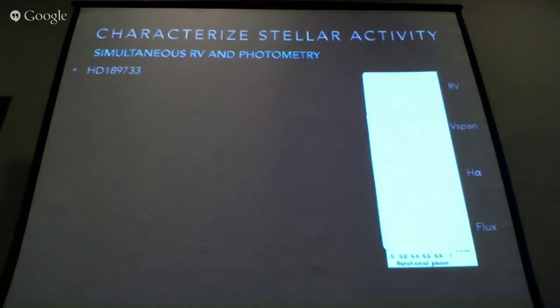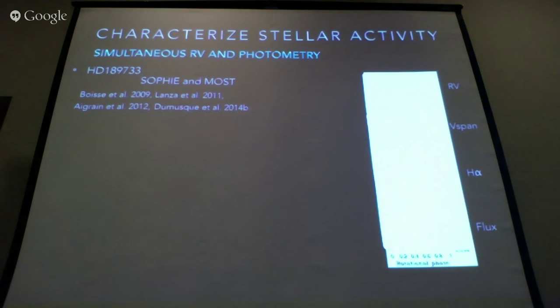There are some cases where we have simultaneous radial velocity and photometry, in the case of HD189733, with simultaneous SOPHIE and MOST observations, and there are several data analyses. I showed it here for HD189733. The idea is to use the different parameters that you have to understand what happened on the star and to help understand what is the planet.